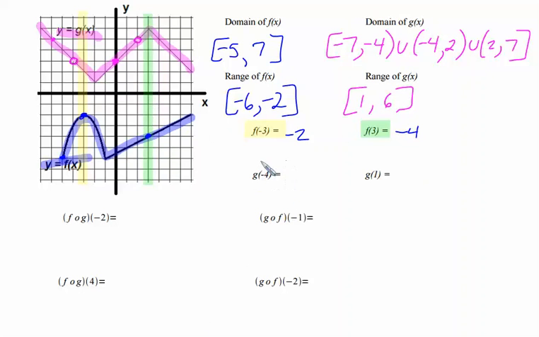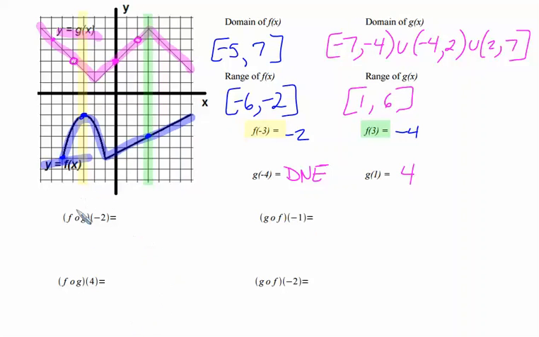G of negative 4. Well, we go left 1, 2, 3, 4. Ooh, there's not a point there. Be careful. That one does not exist. And we put DNE for does not exist. And at x equals 1, g is up 1, 2, 3, 4. So that's going to be a 4.